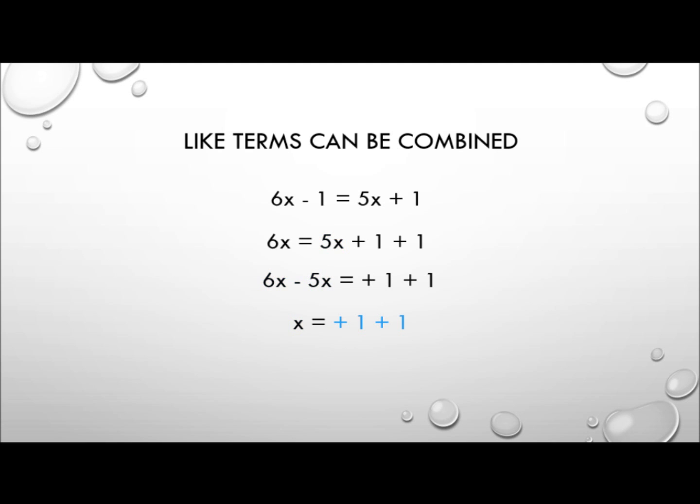Likewise, we've got a positive 1 and a positive 1 on the right hand side. Since they're like terms, they also can be combined. And 1 plus 1 is 2. So by moving around terms and combining like terms, we've been able to simplify the equation 6x minus 1 equals 5x plus 1 to just x equals 2.